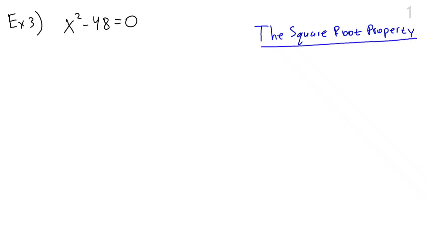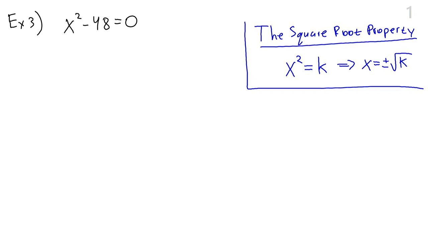The square root property says that if you have a variable squared equals a number, then the solutions are x equals plus or minus radical k. This is the square root property. You're just taking the square root of both sides, and then you put a plus or a minus sign in front of it because there's two possibilities that will be squared to make k.